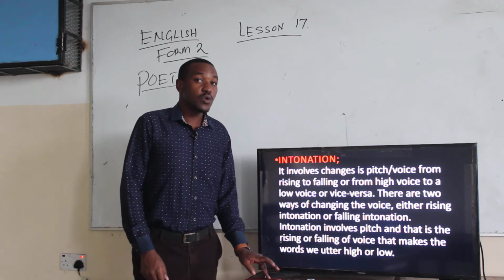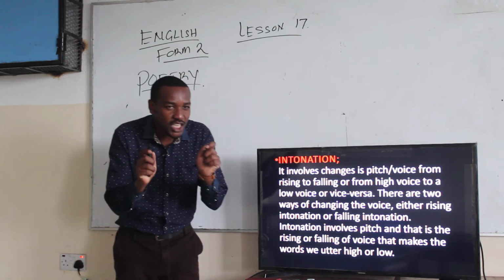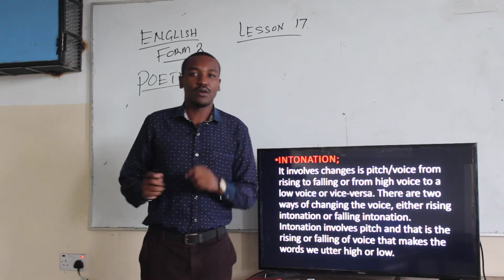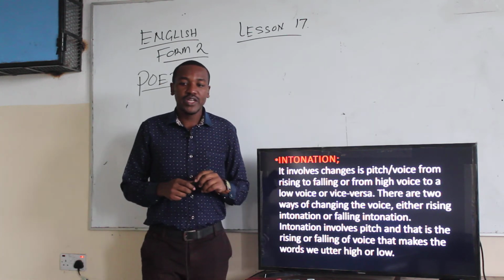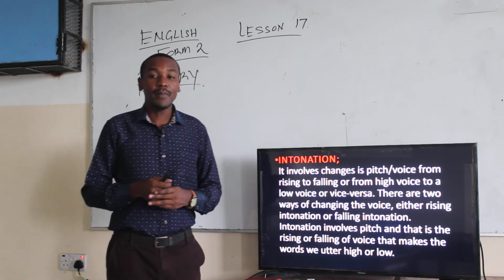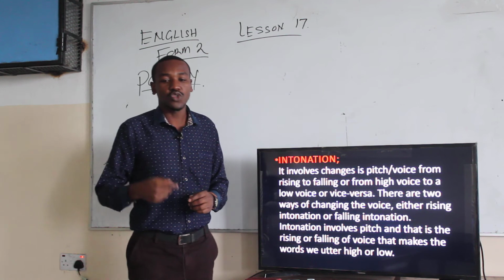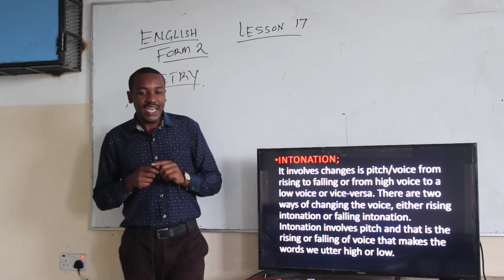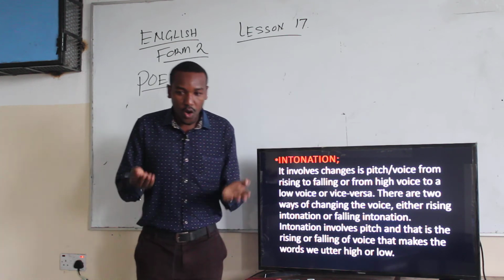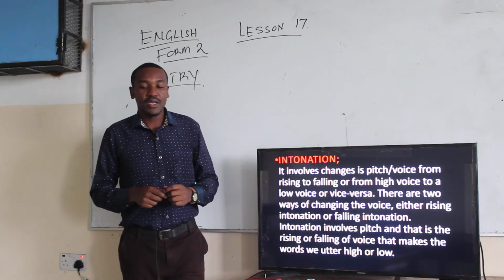Are you the one I was talking to? At the end, you rise. So it's the pitch, where you can either fall or rise. Sometimes you also have fall and rise, or rise and fall, depending. But now, in poetry, we need to know how we are supposed to use it, or which parts of a poem we will use the falling or the rising intonation. So intonation involves a change in pitch, from rising to falling, or from a high voice to a low voice, or the other way around.